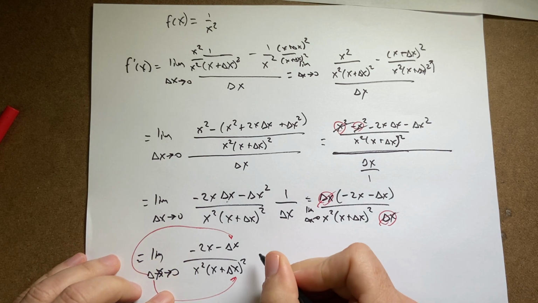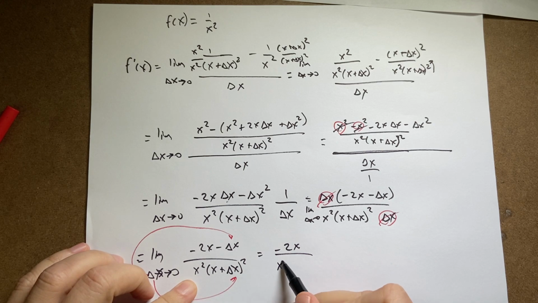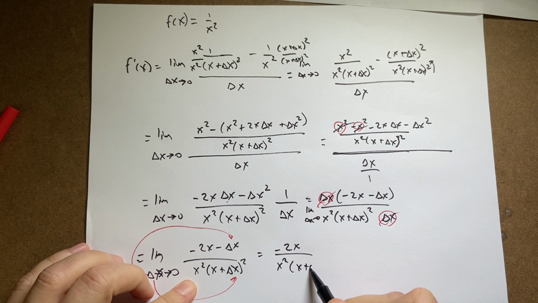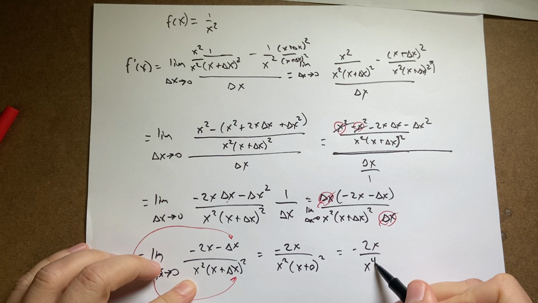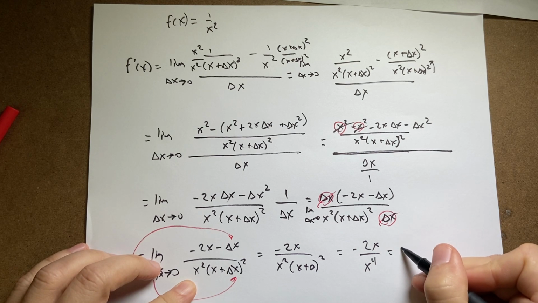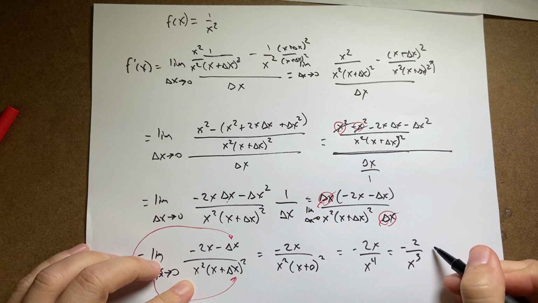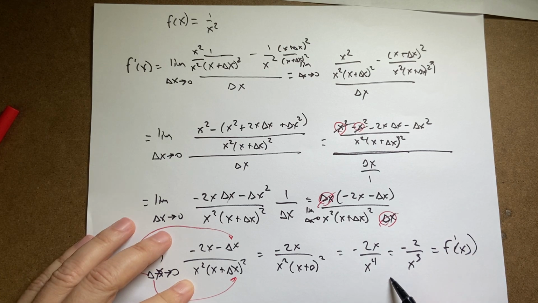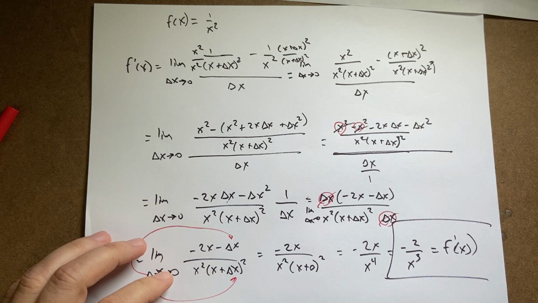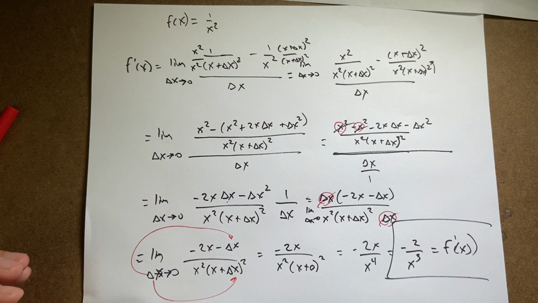So now I get negative 2x over x squared times x plus 0 squared. That's negative 2x over x squared times x squared, which is x to the 4th, which is equal to negative 2 over x cubed, equals f prime of x. There you go. Did you guys have fun with that? I sort of had fun with that. Okay.